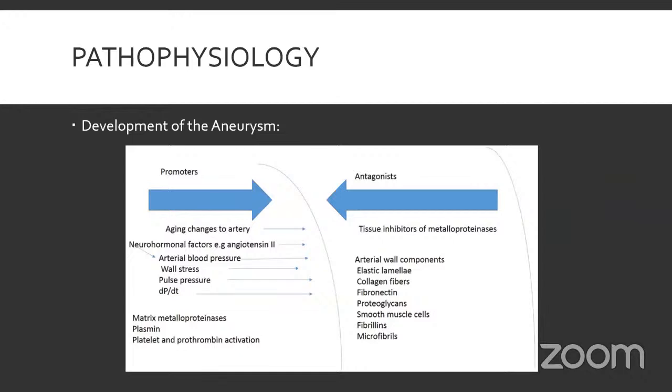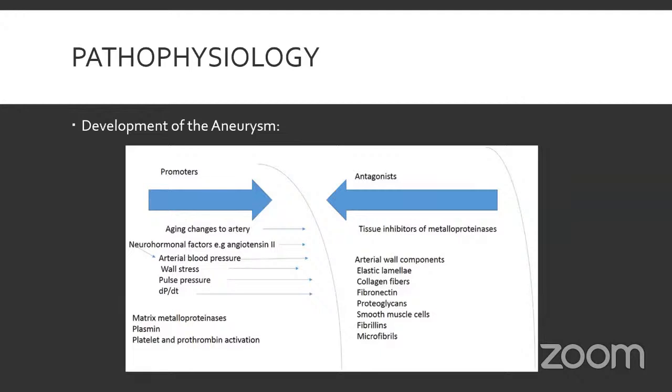However, even within the genetic ones, different components of this frame will be the culprit for development of the aneurysm. Now, talking about this frame, usually the antagonists and promoters are in very tightly controlled balance. However, when the scale is tipped toward the promoters, that's when the aneurysm ensues.